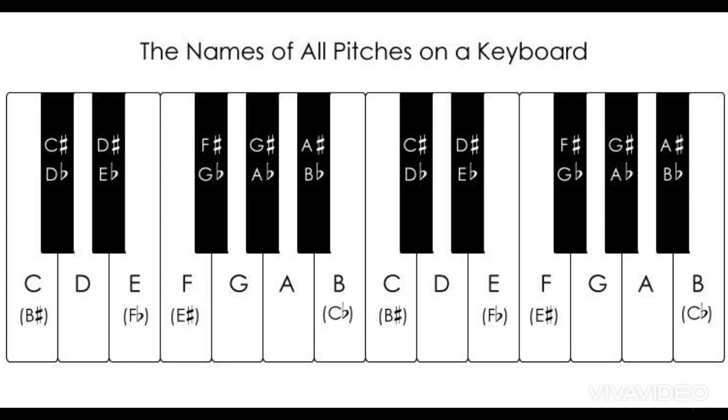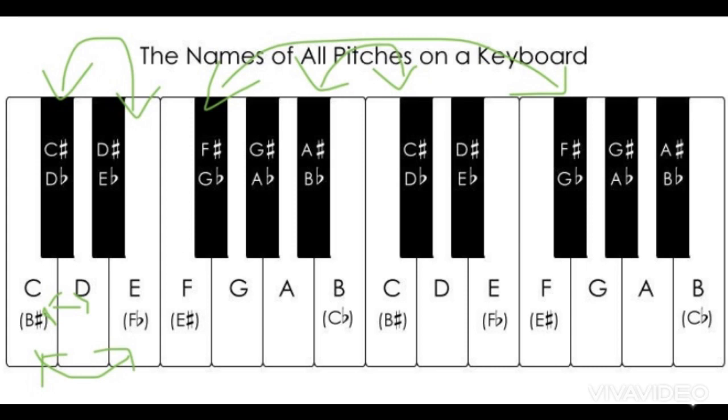The intervals are the distance between one note and another. These intervals are numbered according to the number of notes that exist between them. From C to D, there is an interval of a second. From C to E is a third, and so on. But they have different qualities, major and minor.